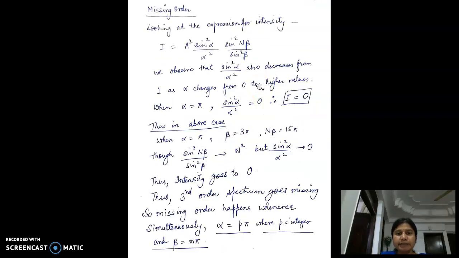So what happens is that we get something called missing order. When we look at the expression for intensity, we observe that this sine square alpha by alpha square function is also decreasing as alpha changes to higher values. So when alpha goes to pi, beta goes to 3 pi, n beta goes to 15 pi, even though this part of the function is maximizing, the other part of the function goes to 0. So the overall intensity goes to 0, and the third order of the spectrum goes missing.